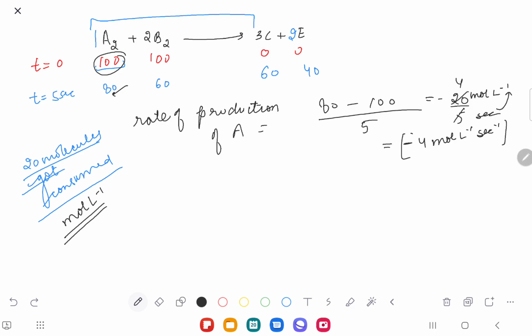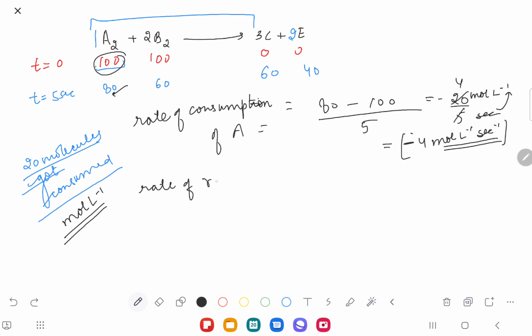And what is negative depicting here? Negative depicts that there is a decrease in the concentration with time. Do you understand? That means every second, the number of molecules are decreasing. Yes or no? Then, this is not the rate of production, this is the rate of consumption of A, because A is getting consumed.